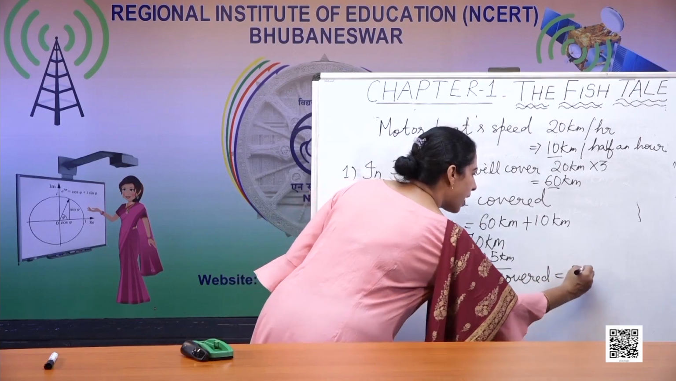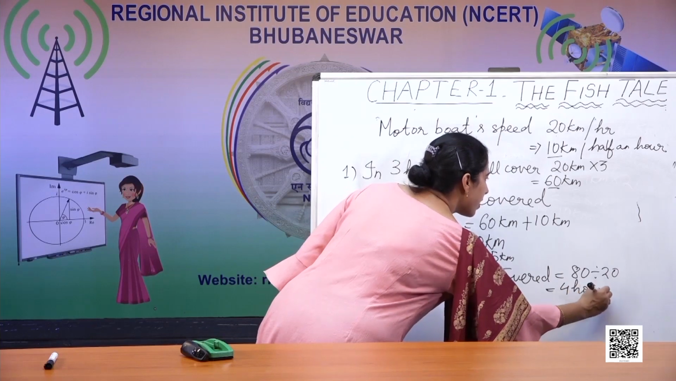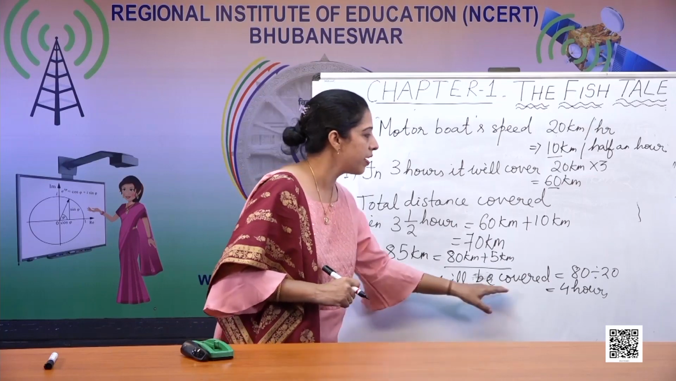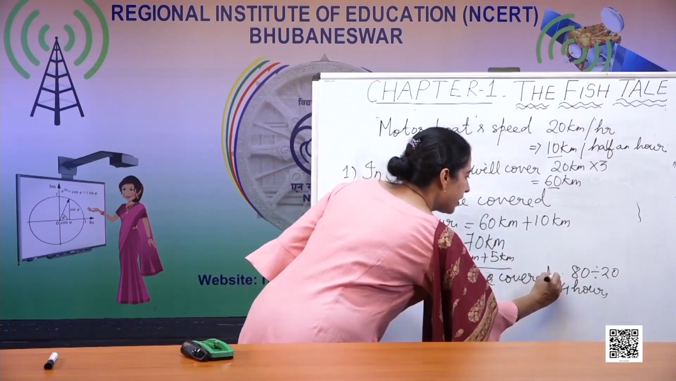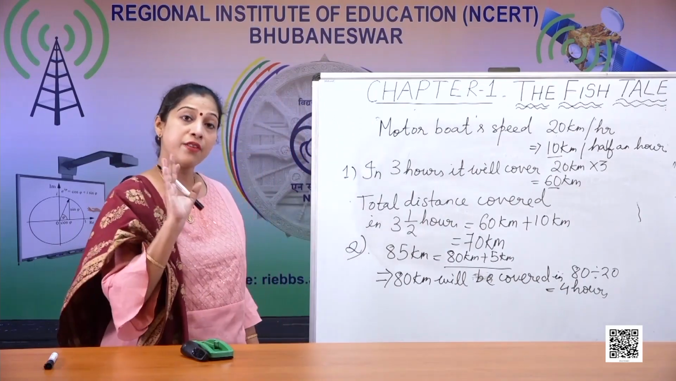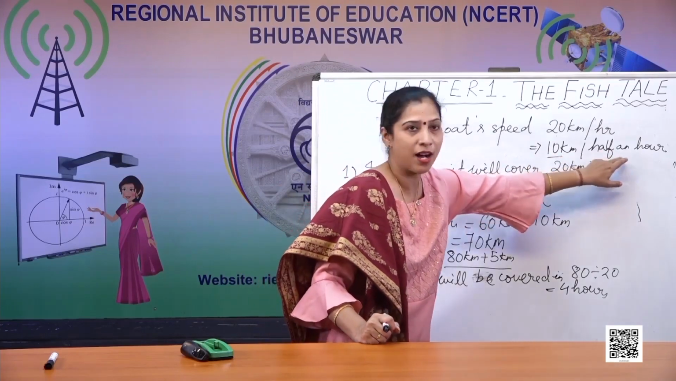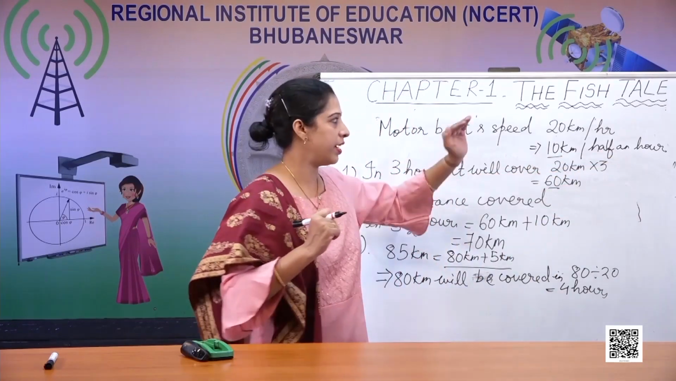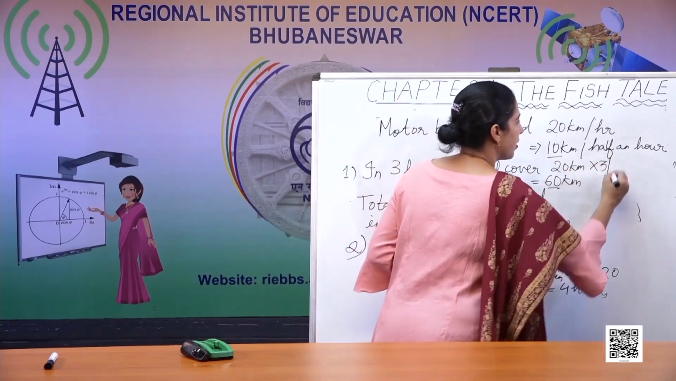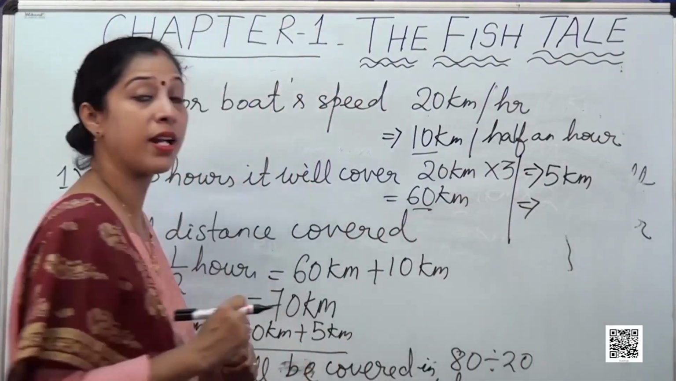80 divided by 20 is equal to 4 hours, because the speed is 20 kilometers per hour. So 80 kilometers will be covered in 80 divided by 20 is equal to 4 hours. Now another 5 kilometers is left. From here you can see 10 kilometers in half an hour. So let's make it another half from that. So we find out it will be 5 kilometers in 1/4 of an hour.